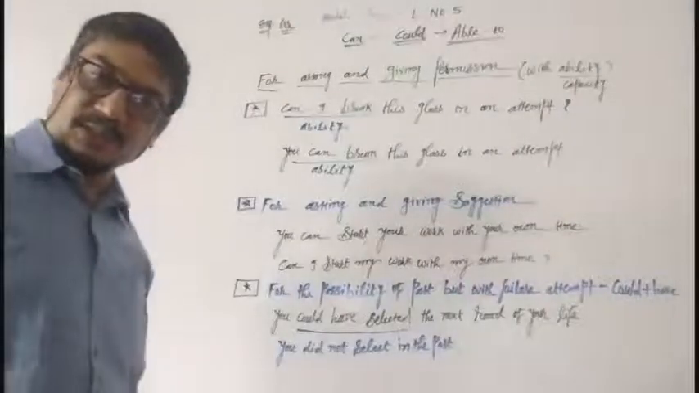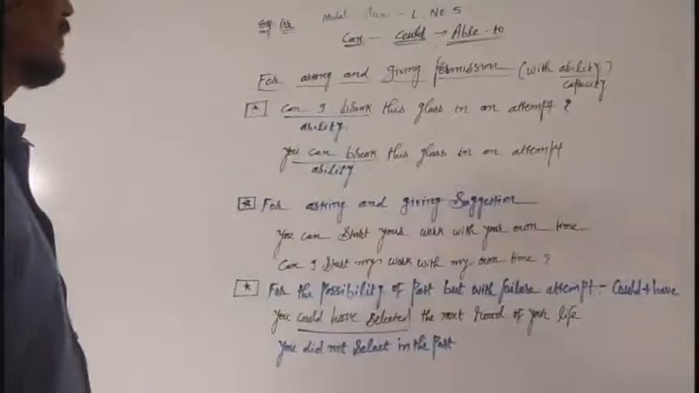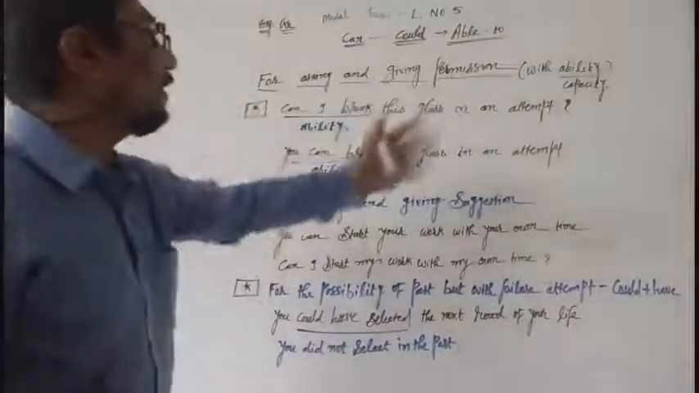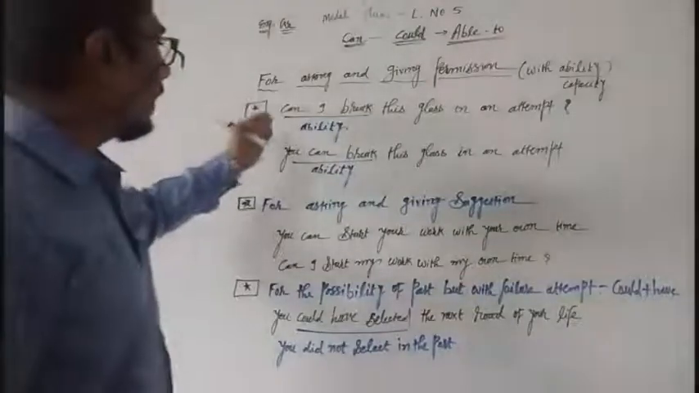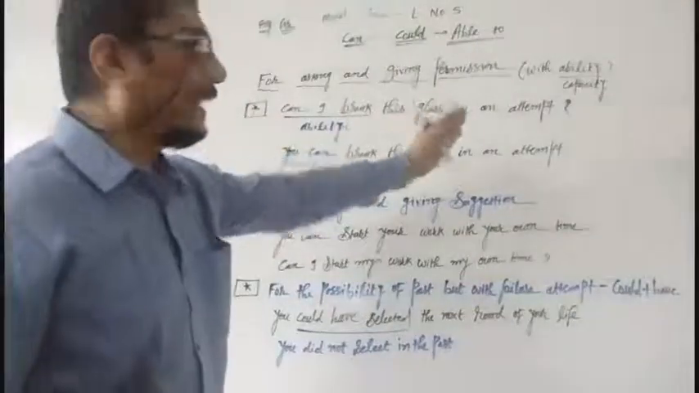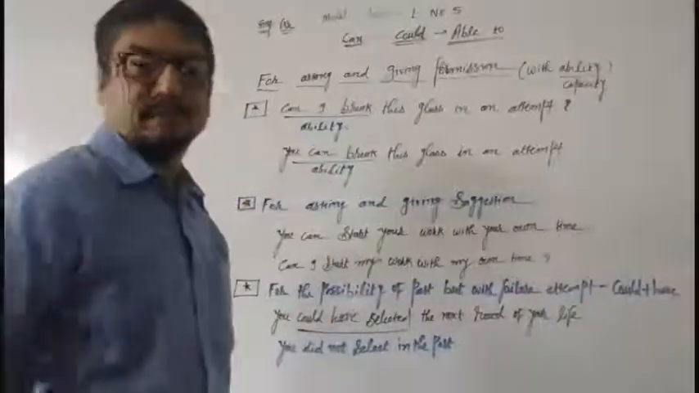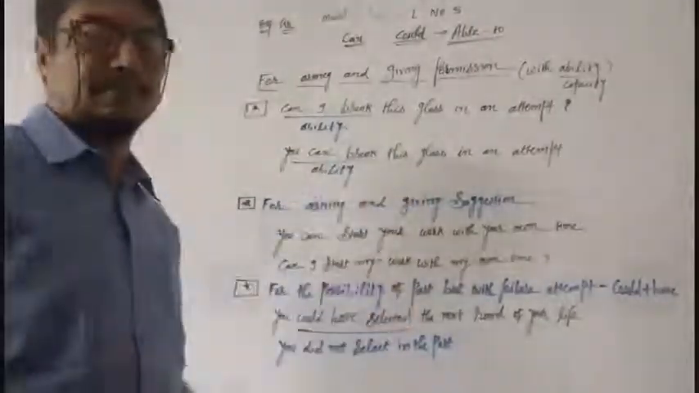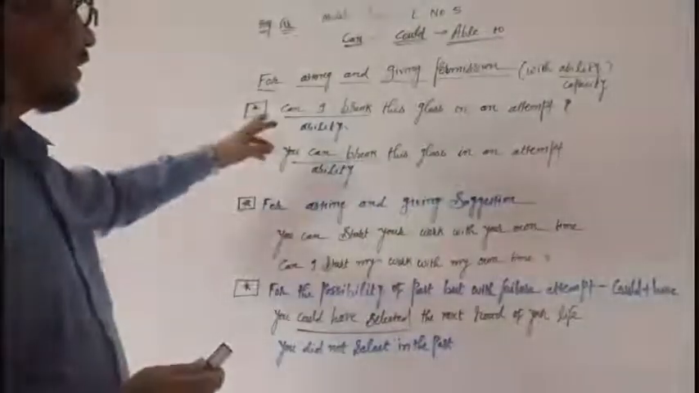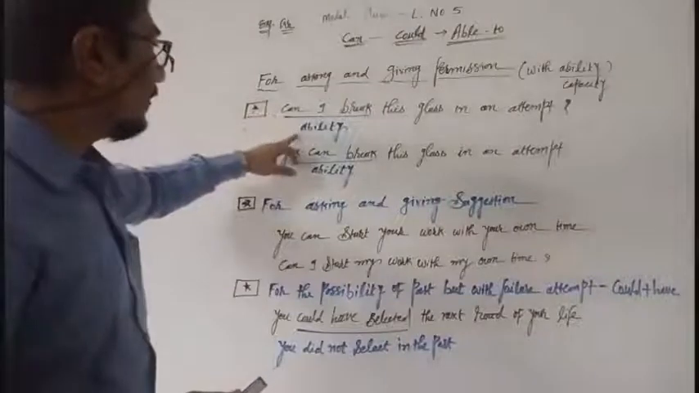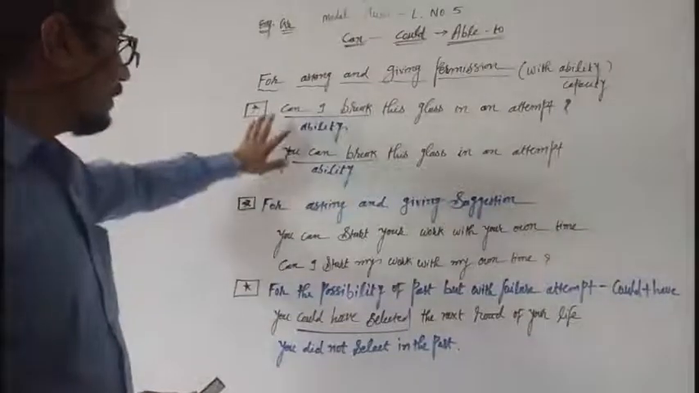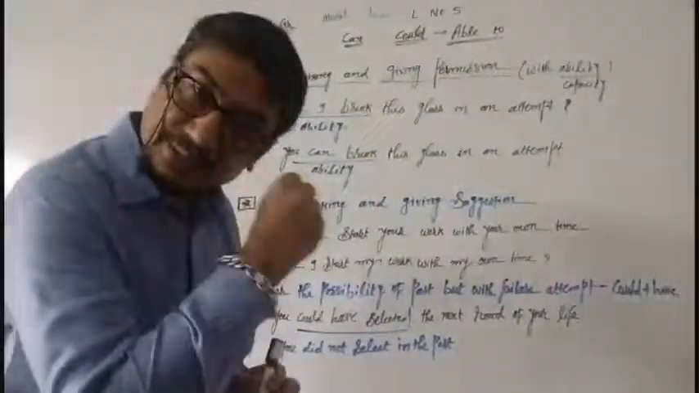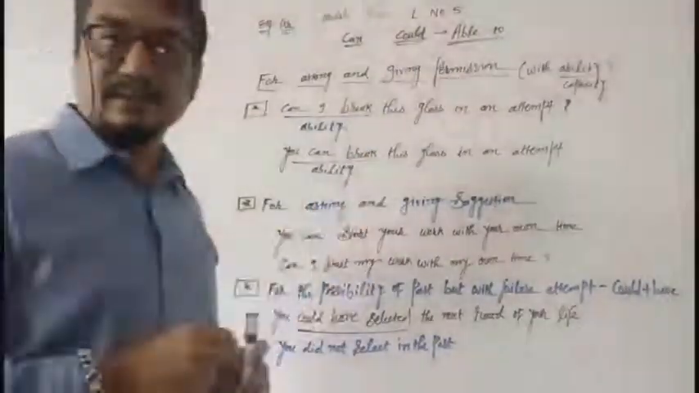Let's go ahead with the other extra use and usages. Can, could, able to, you see here, for asking and giving permission. Can I break this glass in an attempt? This is my capacity. If you say yes, I will do it. This indicates ability, but with ability, I am asking permission. I have that ability. If you say yes, I'll go for that.